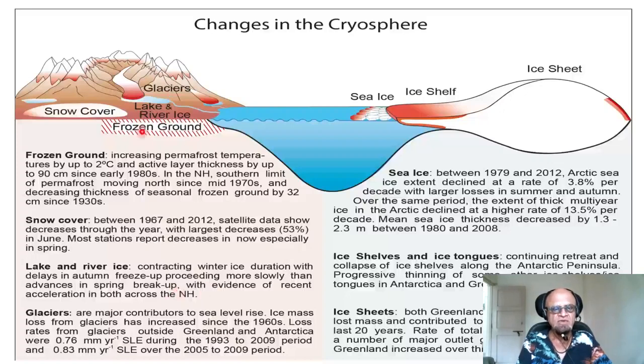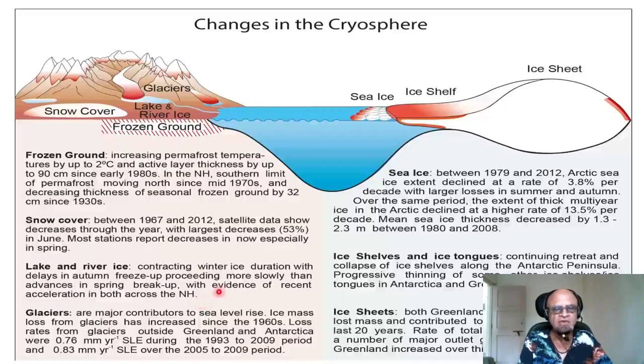Lake and river ice that we're talking about: contracting winter ice duration, with delays in autumn freeze-up proceeding more slowly than advances in spring breakup, with evidence of recent acceleration in both across the northern hemisphere. So as I said, the spring arrives earlier because of global warming. The end of the winter happens earlier, so snowfall is less and ends sooner, which means the lakes and the rivers are not freezing as much, and they are not trying to freeze as early. If they were starting to freeze in November, now they are delayed into December, and so on and so forth.